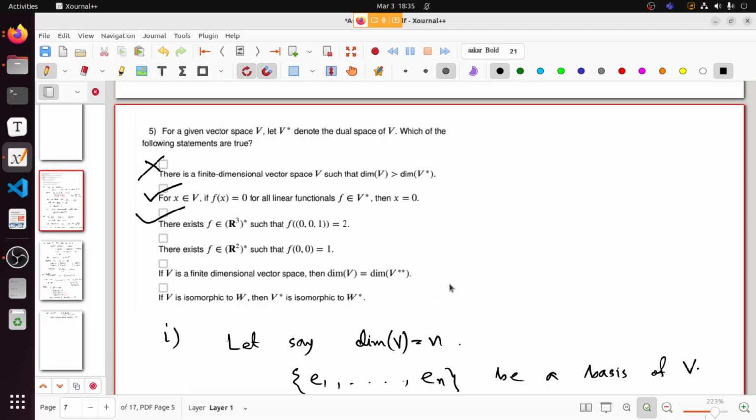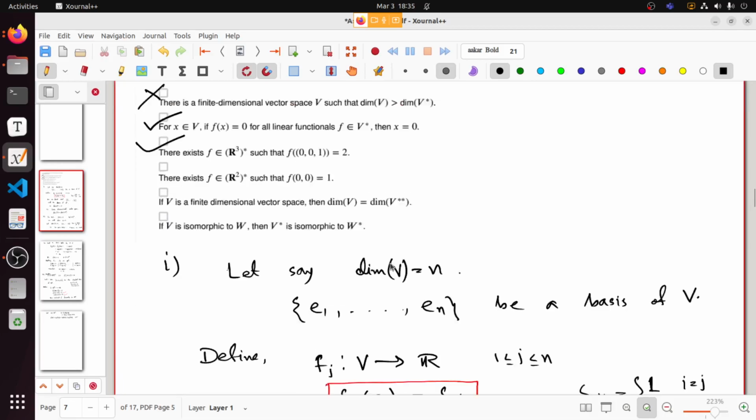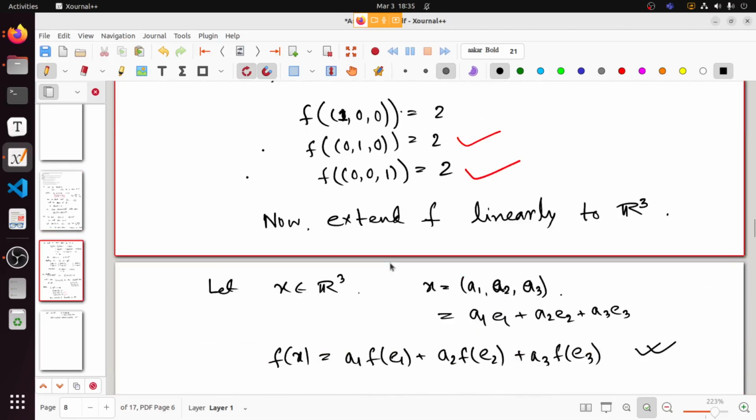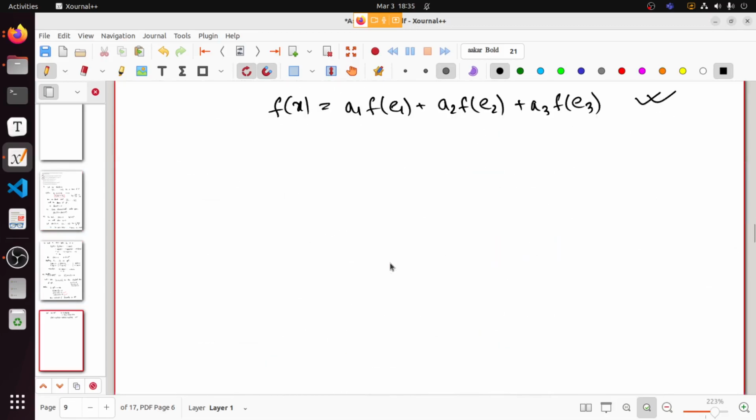And now what is the next option? It says there exists a linear functional on R2 such that f of (0, 0) is 1. Does there exist a linear functional which satisfies f of (0, 0) equals 1? You know that f is a linear functional, right? So it is a linear map. It should send the zero vector to the zero vector, because (0, 0) is the zero vector of R2, but 1 is not the zero vector of R. So there should not exist any such linear functional, right?